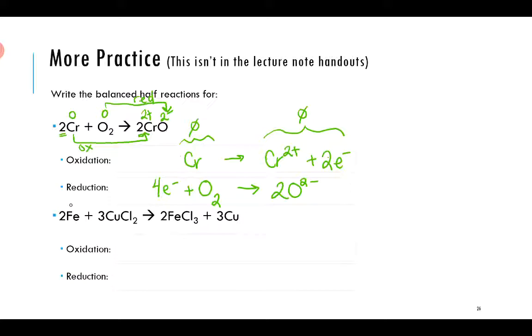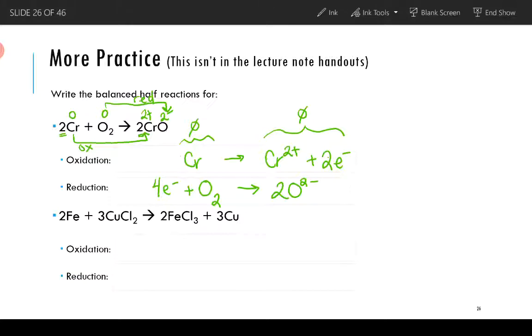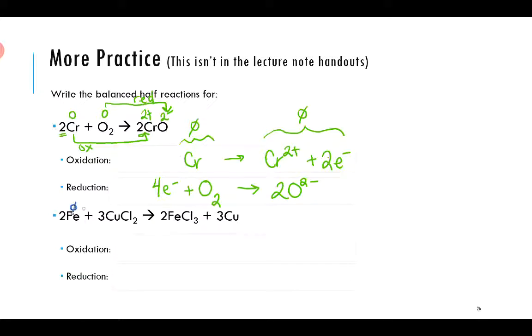We have iron going, I'm going to change colors. Iron starts off as a 0 oxidation state. Chlorine is a 1 minus. 2 chlorines would be 2 minus, and so copper has to be a 2 plus. Each chlorine is a 1 minus, and then iron must be a 3 plus, because there's 3 chlorines, and then copper is a 0. And so chlorine must be a spectator ion. It's not changing, and so we can ignore it.